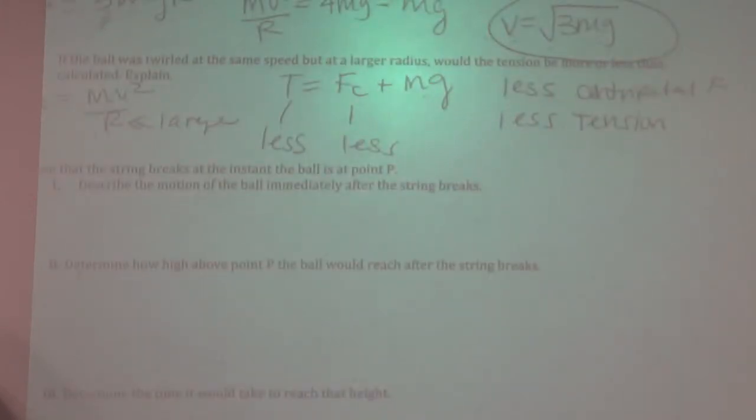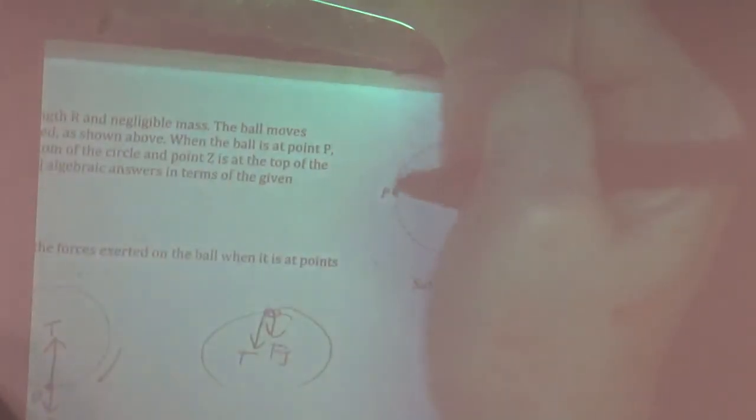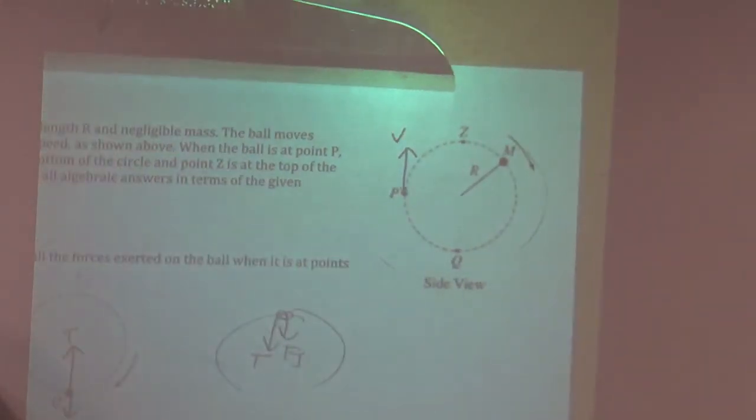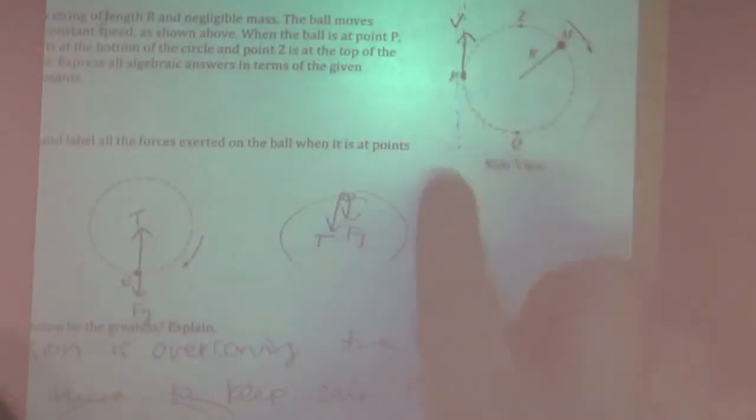And D, suppose the string breaks at the instant the ball is at point P. So if we look at point P, this was going around counterclockwise, so the velocity was directly up. And we want to know, just describe the motion immediately after the string breaks. So it's going to obviously go up because it has some initial velocity and then fall back down because it is vertical. So gravity is going to pull it back down.